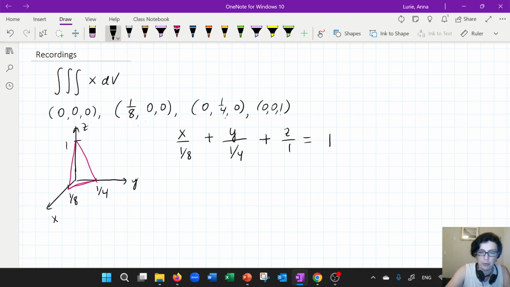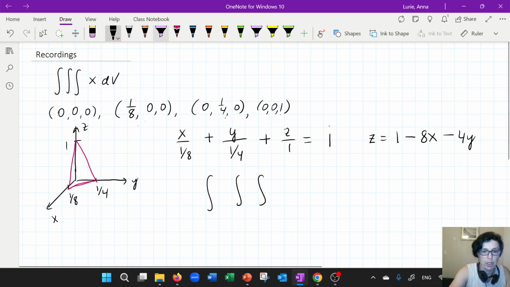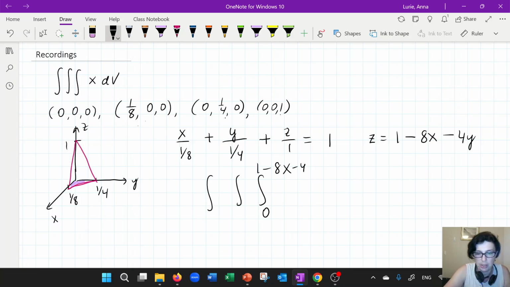If you were to solve this for z, and because z divided by 1 is just z, this will become 1 minus. Now, when you divide by 1/8, it's the same as multiplying by 8, and dividing by 1/4 is the same as multiplying by 4. So I think this would be the top surface, right? So we set up the limits. We go from the bottom surface, which is just the xy plane, so that's z equals 0, to the top surface, which is that slanted triangle, so that would be 1 minus 8x minus 4y.